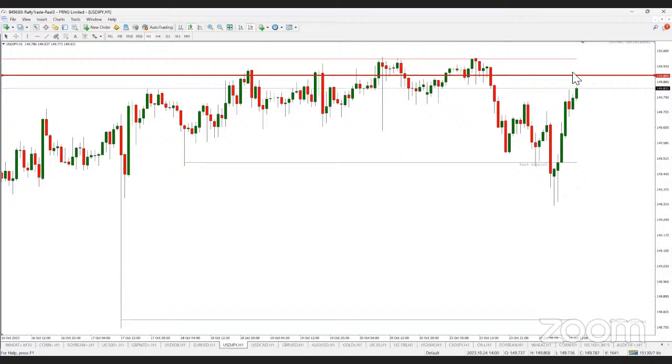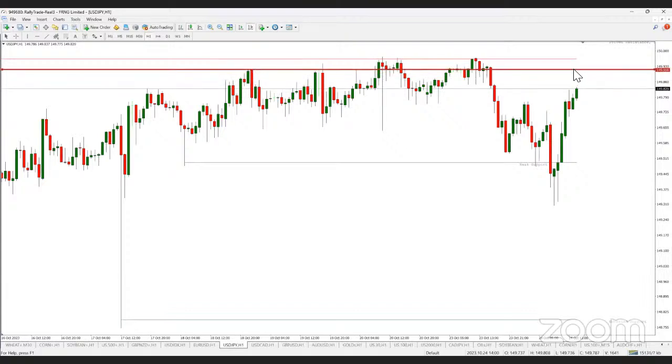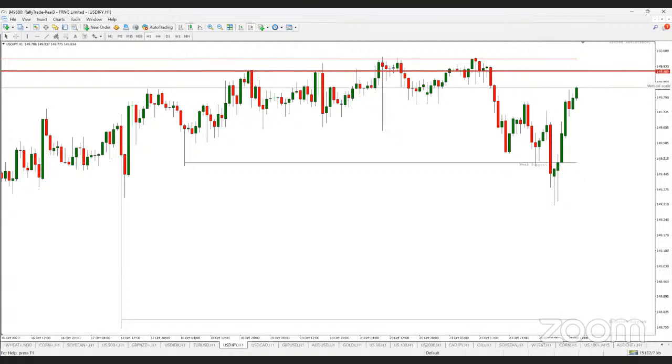Okay, sorry. Let's just adjust it a little bit to this region. That is 149.909. That is where I am looking at to be the take profit for this particular trade, and that should be able to give you about 8 pips. I think that would be a very good one.